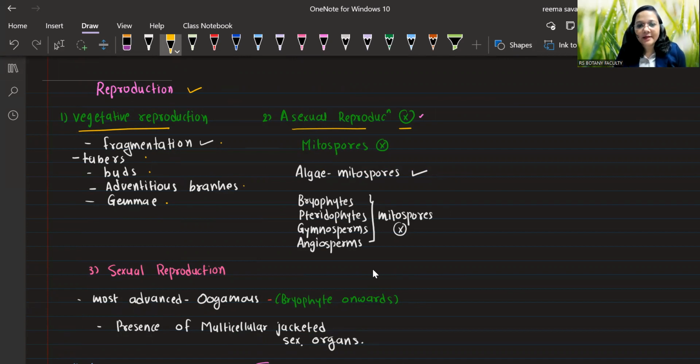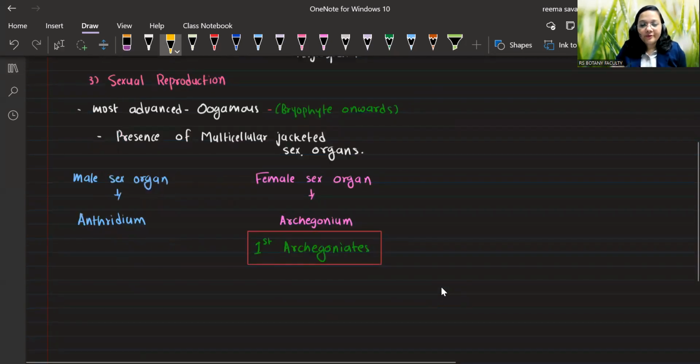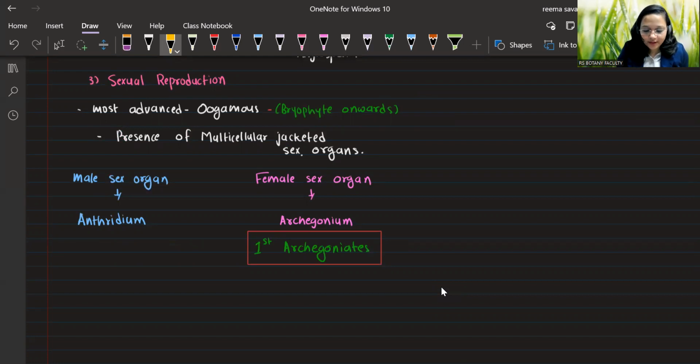So mitospores are present in two organisms. Which two organisms? Fungi and algae. Now, their sexual reproduction. After red algae, the most advanced sexual reproduction is oogamous. We have studied red algae, rhodophyceae, where the most advanced sexual reproduction is found. So what is oogamous sexual reproduction? Where there is one large non-motile female gamete and one small male gamete that can be motile or non-motile.